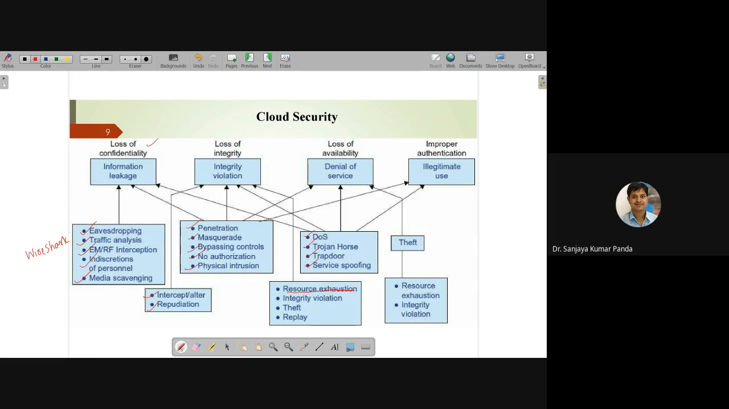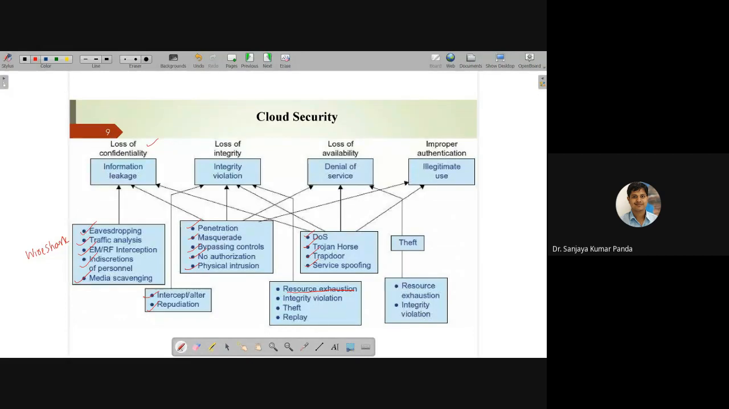Suppose your system can accommodate 100 users, but after accommodating 2 users, all the resources are exhausted, right? In that case, you can say somebody has attacked your resources and made them busy, and the resources are exhausted, so other users cannot use them, right?